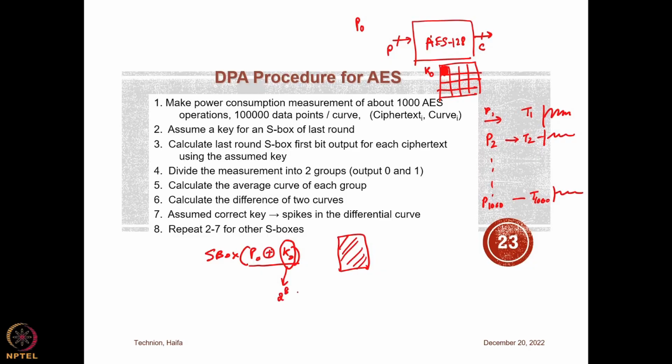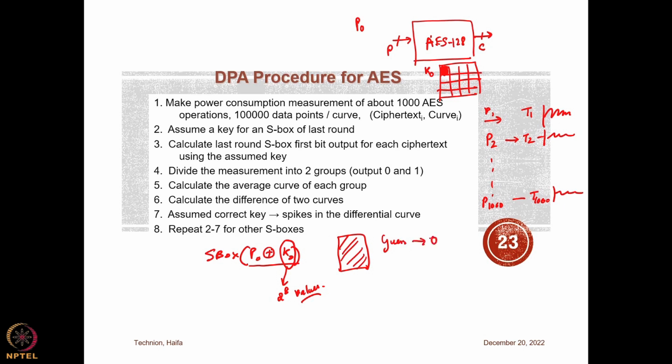2 to the power of 8, so it can take 256 values. So this K0 can take 2 to the power of 8 values, right? So what I do is I start with my first guess. I make a guess, and that guess is say 0.